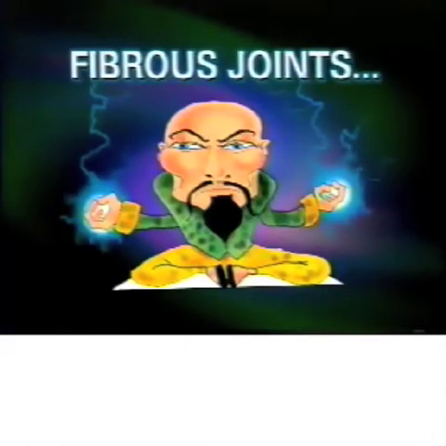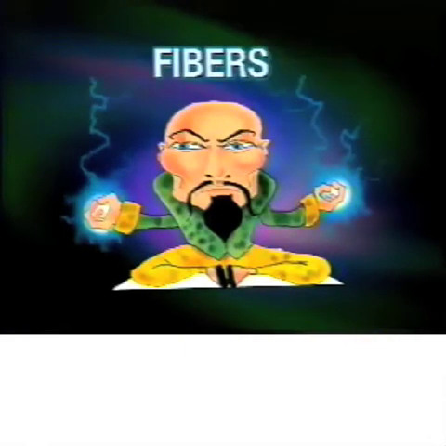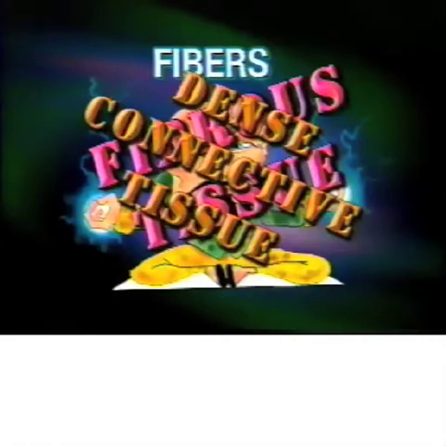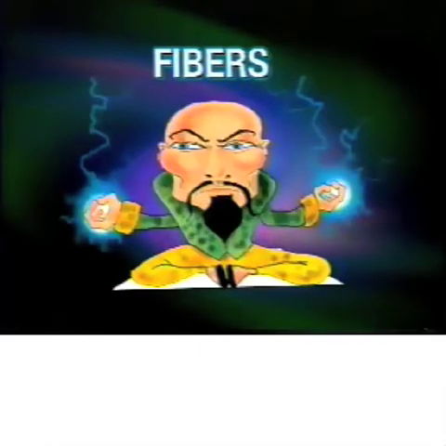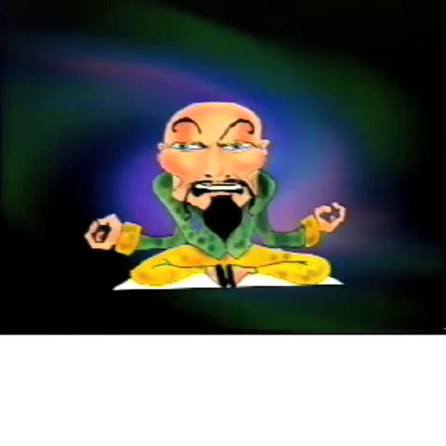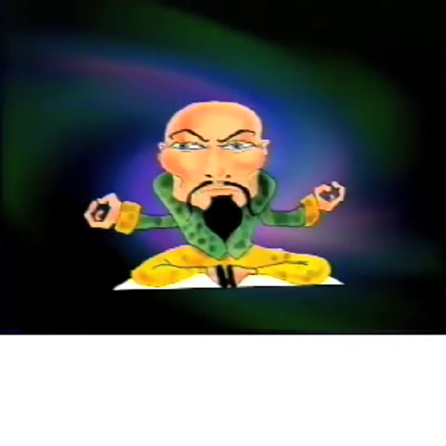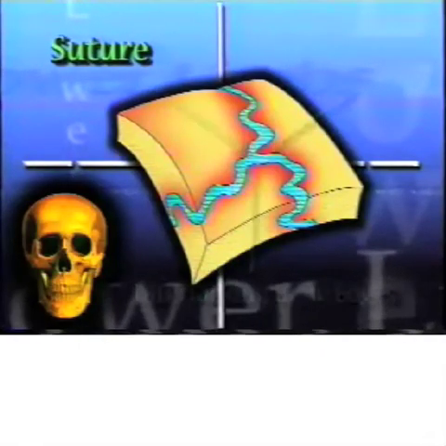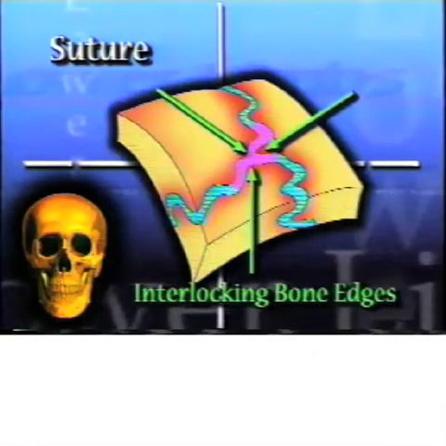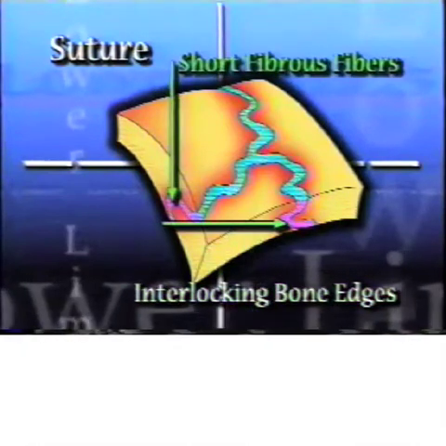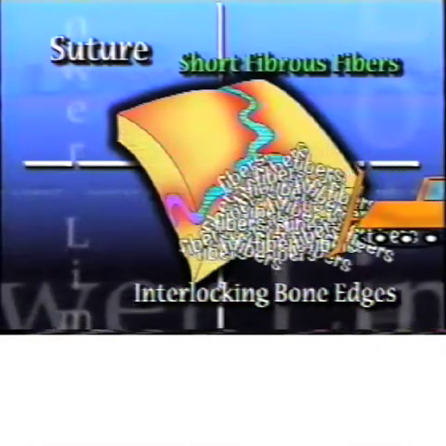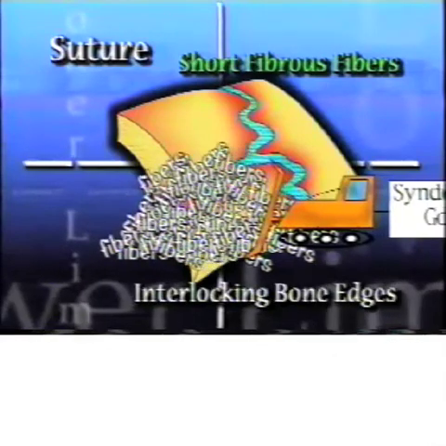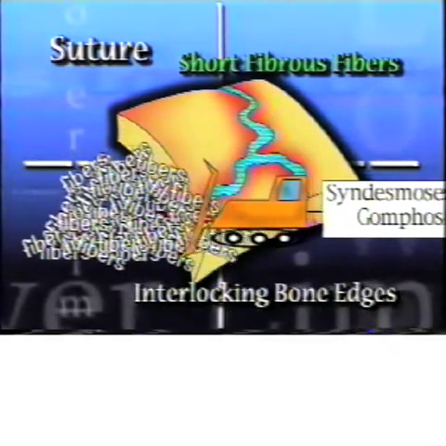Fibrous joints are joints where bones are united by fibers of fibrous tissue at their joint sites. Fibers. Fibers. Hey, it's fun to say fibers. One specific type of fibrous joint is called a suture. Now everyone has sutures in his or her skull. These sutures are made up of interlocking or overlapping bone edges that are connected by short fibrous fibers. The term fibrous fibers may sound redundant, but hopefully it'll make you remember the name of the fibrous joint.